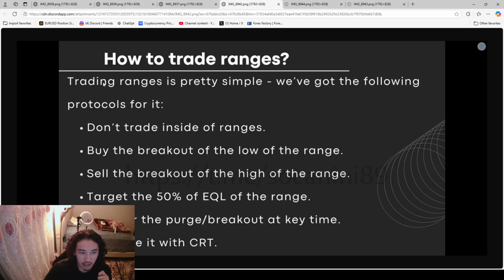How to trade ranges. Trading ranges is pretty simple. We have to follow specific protocols for it.